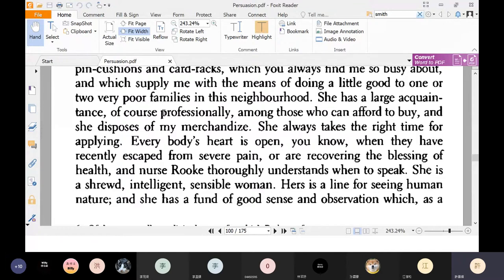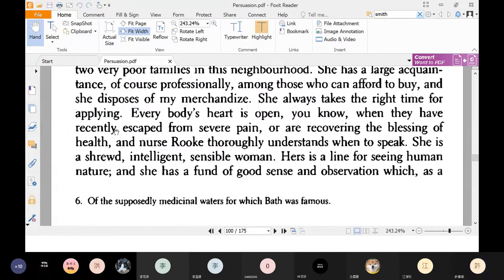So here Mrs. Smith says that she has a large acquaintance professionally. She knows many people through her job. And she sells my stuff for me. She disposes of my merchandise. She always takes the right time for applying. Apply here means to sell, to try to sell. Everybody's heart is open, you know, when they have recently escaped from severe pain or are recovering the blessing of health. And Nurse Rook thoroughly understands when to speak.